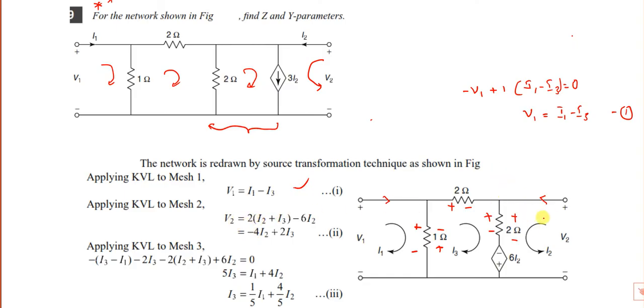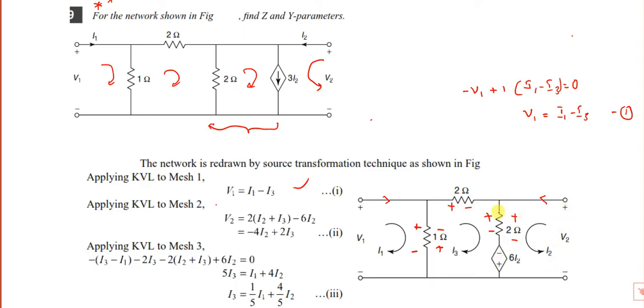Similarly, apply KVL for mesh 2. Mesh 2 means the last, because in a 2-port network, V2 I2 is at the end. If I apply Kirchhoff's voltage law here, it is minus to plus. I am writing KVL for mesh 2 here. Or you can say that this voltage will be equal to the voltage across this. So V2 is equal to 2 into I2 coming down, I3 is also coming down. So 2 into I2 plus I3, and this is a voltage source, it is minus plus, so minus 6I2. Understood?